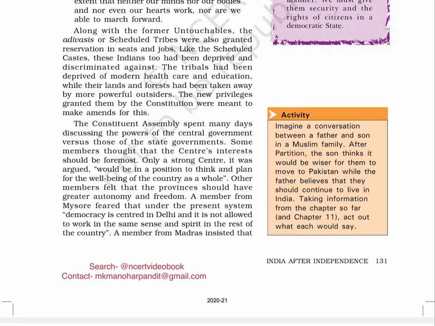A member from Mysore feared that under the present system, democracy is centered in Delhi and it is not allowed to work in the same sense and spirit in the rest of the country. A member from Madras insisted that the initial responsibility for the well-being of the people of the provinces should rest with the provincial governments. Source 1.